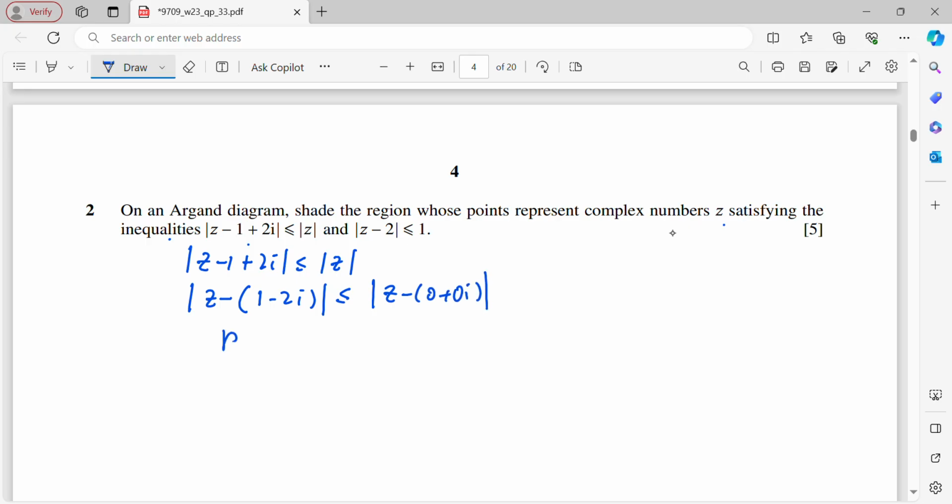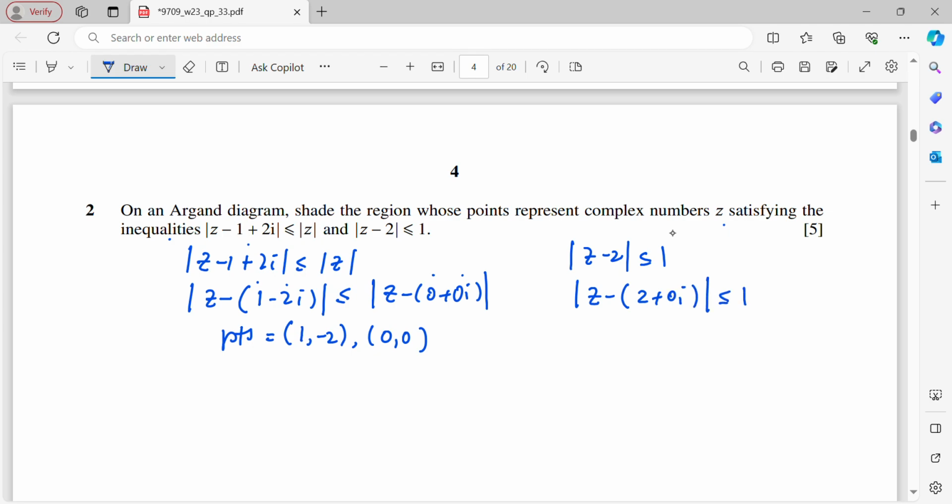From here, I will get 2 points. The first point has coordinates 1 and minus 2, which are the real and imaginary parts, and the other point is 0 and 0, which is the origin. For the next inequality, this is basically a circle. I will express it in the general form, which is modulus of z minus (2 plus 0i) less than or equal to 1. So this is a circle equation with center coordinates 2, 0, because of 2 plus 0i, and the radius will be 1 unit. Here is the 1.